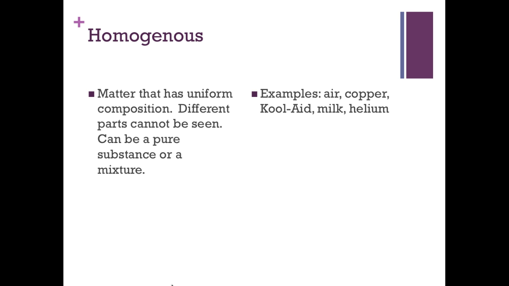Okay, copper would be considered a pure substance. Copper is an element, and when you look at a sample of copper, everything looks the same throughout. Kool-Aid is another example. This is a homogeneous mixture, because when you look at a glass of Kool-Aid or milk, you can't see individual pieces. And then helium is another element you may be familiar with. This would also be considered homogeneous, and that would be a pure substance.